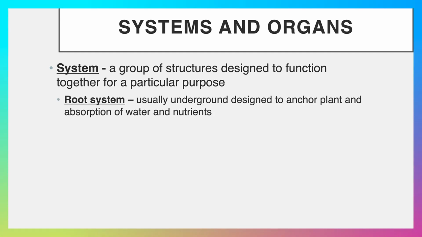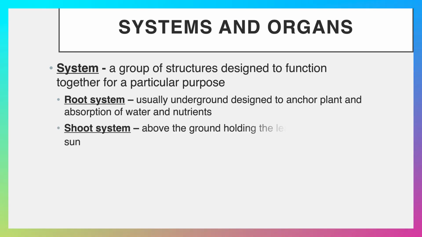A system is a group of structures designed to function together for a particular purpose. So, for example, the root system is a system of structures, usually underground, that's designed to anchor the plant and designed for the absorption of water and nutrients. The shoot system is above the ground. It holds leaves in a certain place in order for them to take in sunlight.